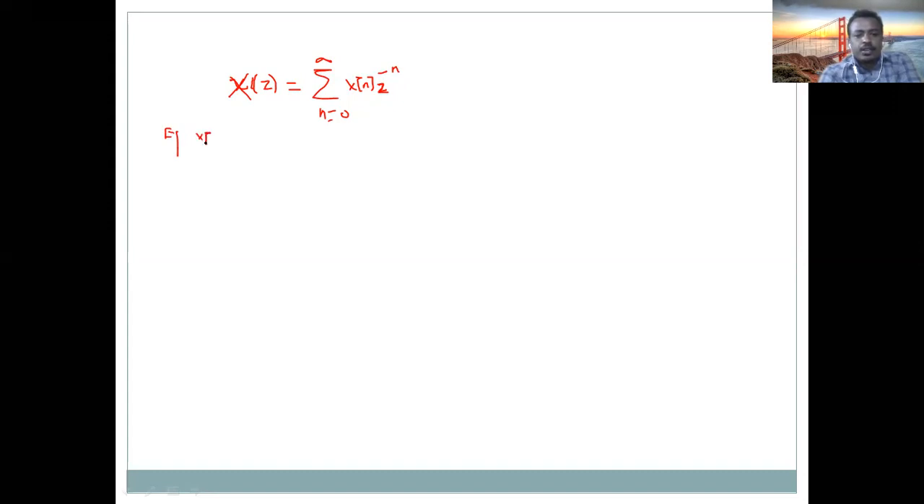Let's take x of n, our discrete time signal. So let's take 2, this is my arrow, -3, -1, and 4. So let's take z. What is z? z is a complex frequency variable, r times e raised to j omega. So r is the attenuation, omega is angular frequency. Now we'll come to this later.